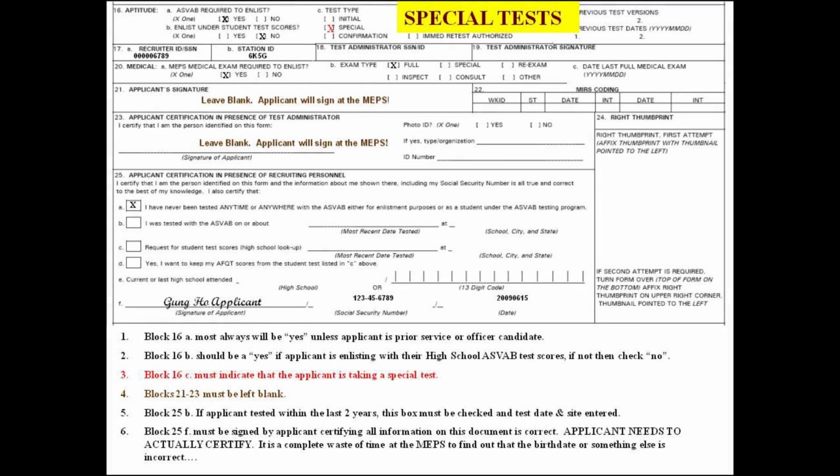Whenever the applicant comes up to test, the testing section needs to know what the applicant is here for. Therefore, Block 16 C, D, E and F need to be filled out accordingly. Block 25F needs to have the applicant's signature once the applicant has verified all information above his name is correct. If the applicant is coming to take a special test, Block 16C must be marked next to the word special. And Block 25F again needs to have the applicant's signature once the applicant has verified all information above his name is complete and correct.